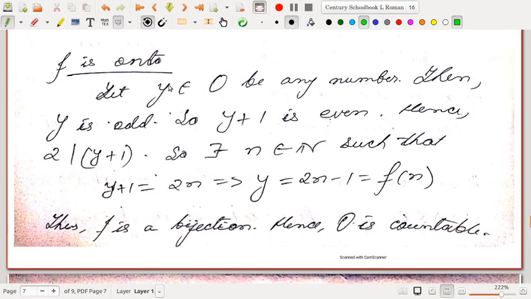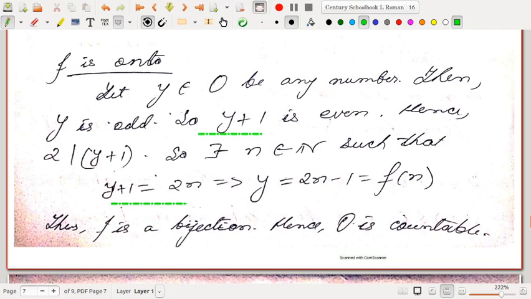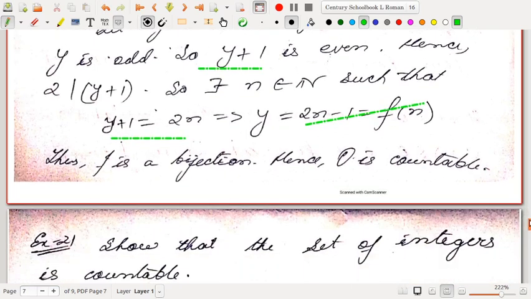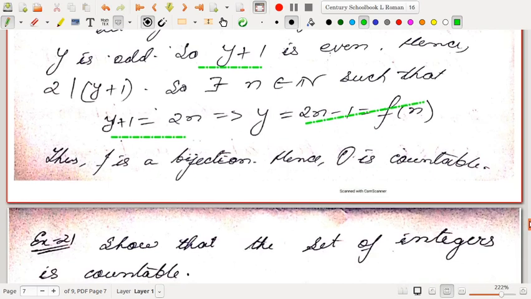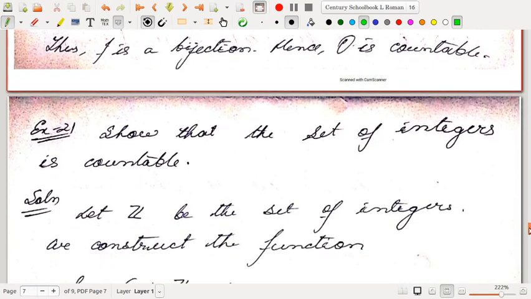f is onto. Let y be any odd number. Then y is odd, so y plus 1 is even, right? So 2 divides y plus 1. So there exists a natural number n such that y plus 1 can be written as 2n. So from there you can see what y is. y is actually 2n minus 1, and 2n minus 1 is nothing but f of n. So thus f is a bijection, and so the set of odd natural numbers is countable.